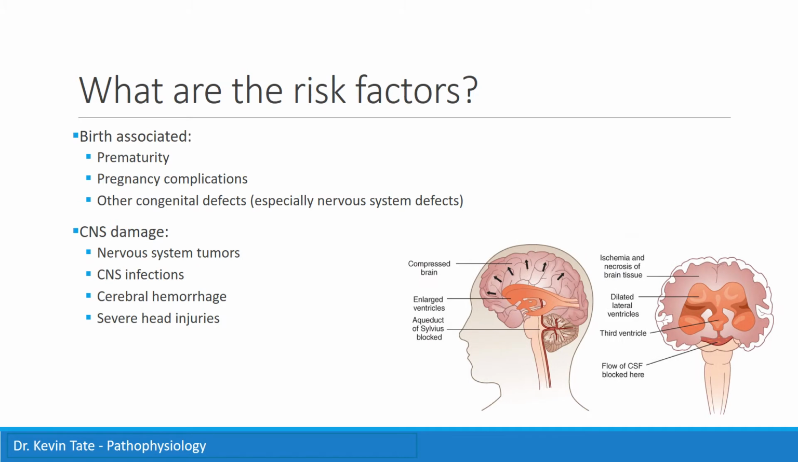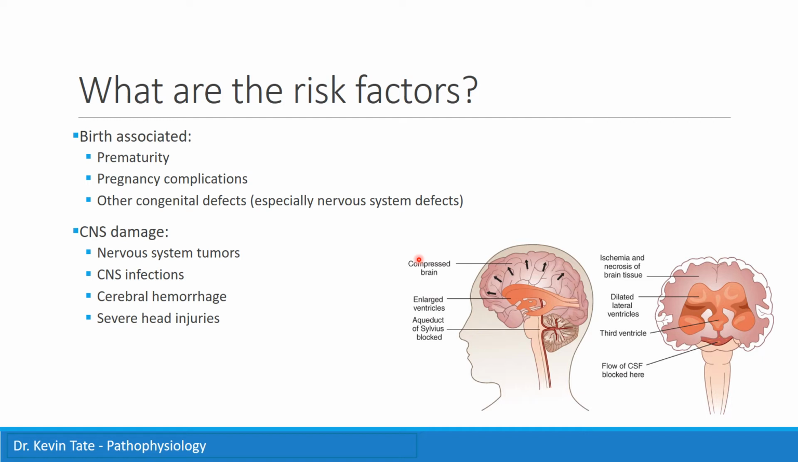So generally this is associated with birth, but it can occur later due to central nervous system damage. Okay. So things that can increase the risk factors of this are prematurity or pregnancy complications, congenital defects, especially in the central nervous system, can cause this. So other causes or risk factors can include damage to the central nervous system. Right, this one doesn't have to occur before birth. This one is going to occur later.